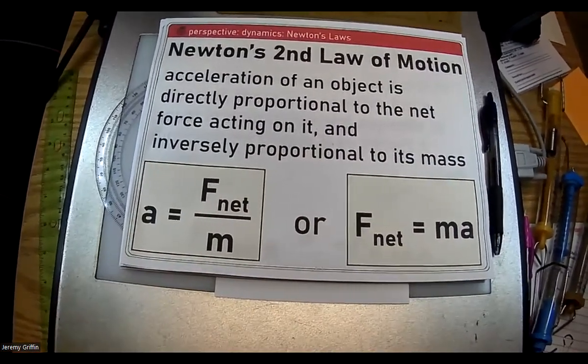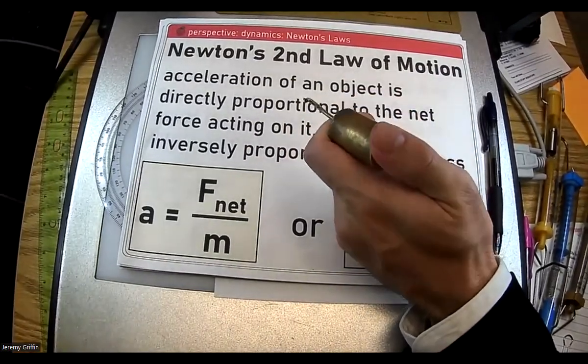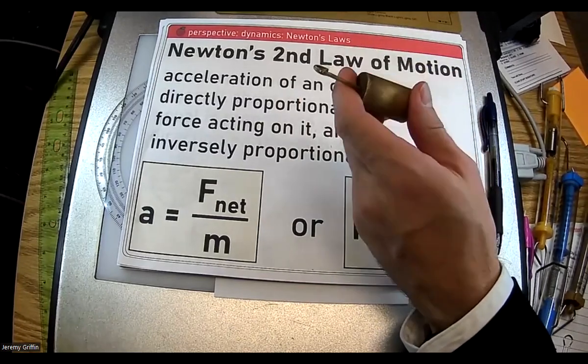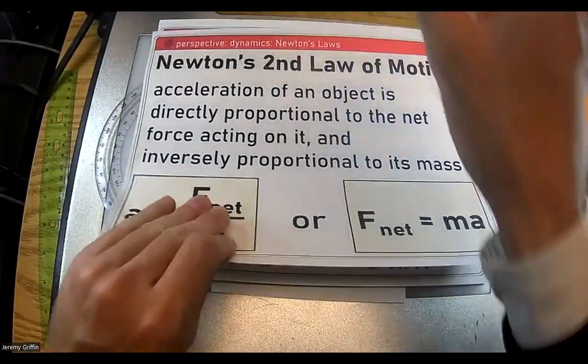Let's see if you guys are really following. Question for you: if there is a constant net force on an object, does that result in a constant velocity or a constant acceleration? Which one? Constant acceleration. Boom, constant acceleration. There you go, Newton's second law. All right, we got Newton's laws out.